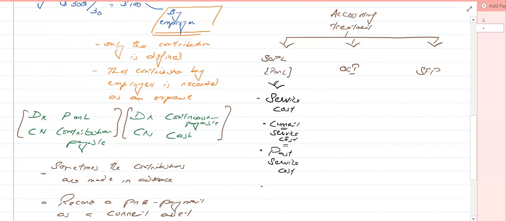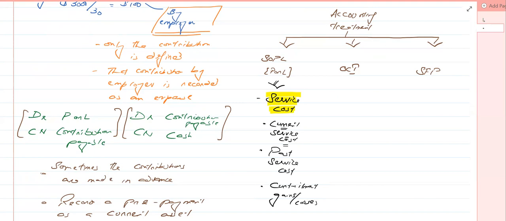And then there are any curtailment gains or losses that should be booked within the service cost as well. So service cost is actually the prime component. The service cost is the prime component, and within the service cost, we have the current service cost.